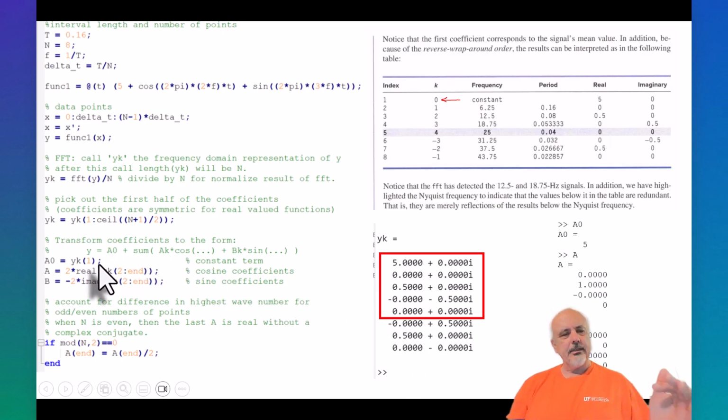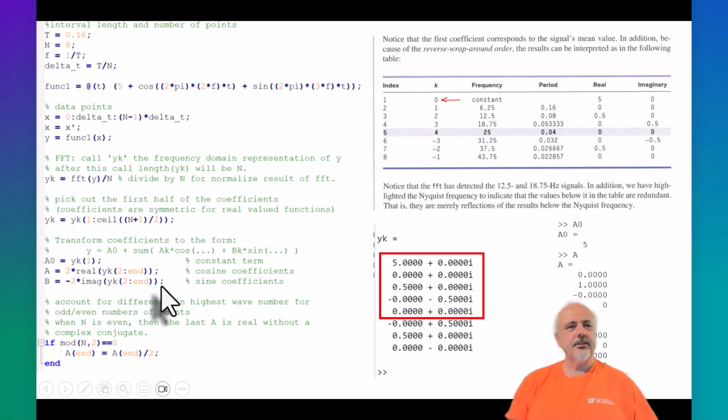And then I take the first one and assign it to A naught. Then I take the real part of 2 to the end of that, which gives me the 2, 3, 4, 5. And I multiply by 2. Remember I was saying that the A's are off by 2. And the B's, again, always seem to be off by a negative sign. So you always have to chase negative signs on the B's, as we already talked about earlier. But I really need to double them. Those are going to be my sine coefficients.